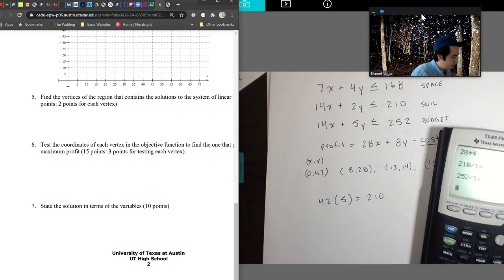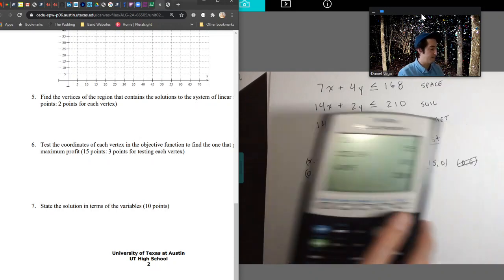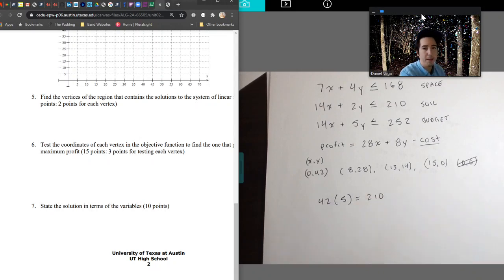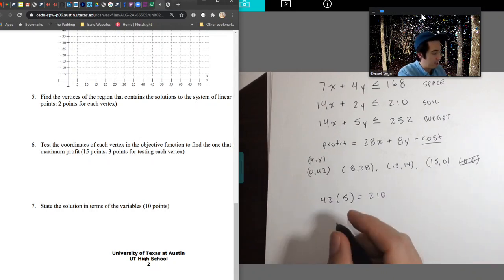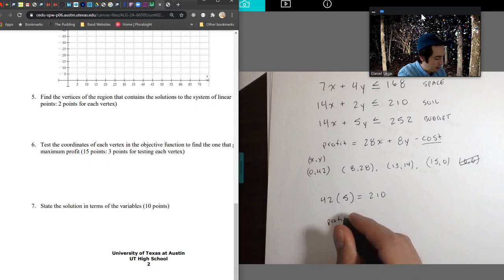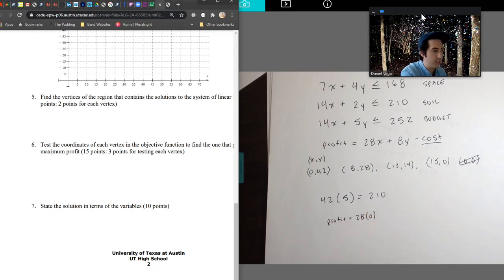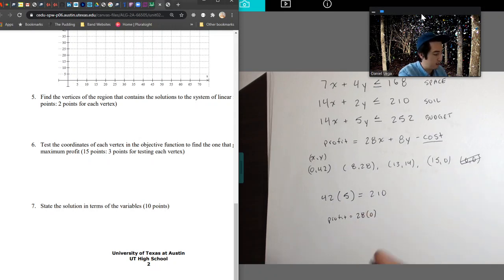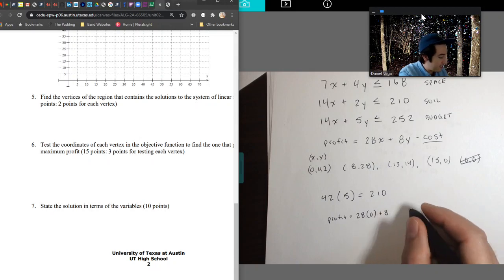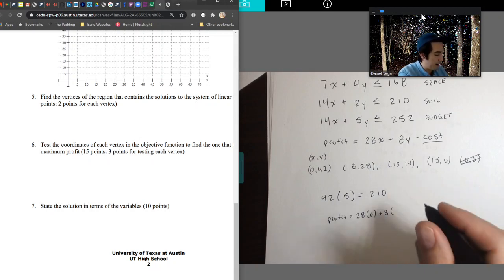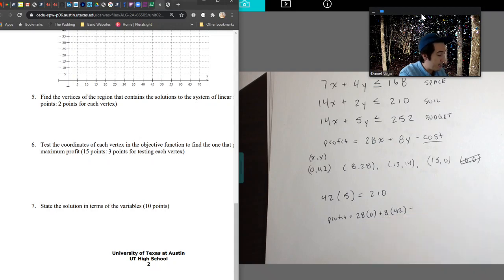That doesn't seem right. Oh, okay, fine, it is right. So 42 times 5 is 210. So if you bought only hanging basket plants, it cost you $210. Now let's think about the profit. The profit there would be equal to 28 times x, well, here you bought 0 of the big plants, plus 8 times y, 42, minus 210, which is what you pay for it.